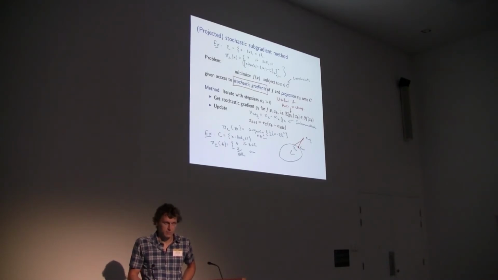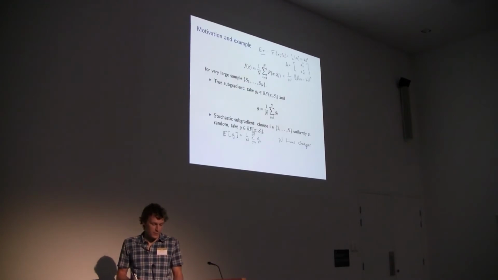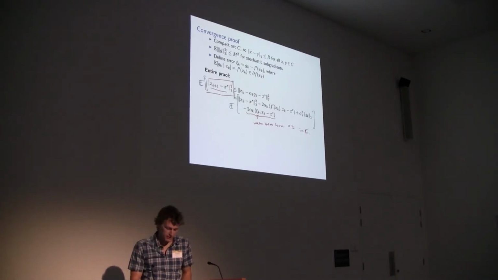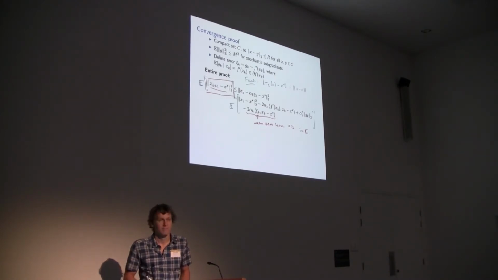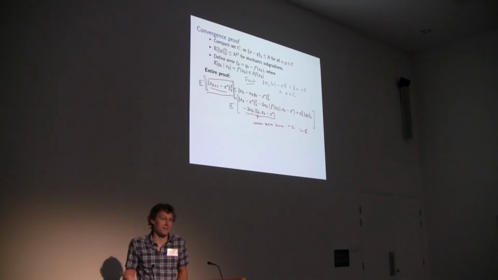And in terms of convergence proof, does anything change? No, nothing changes at all, because of the following fact: the norm of the projection of x minus x star is less than or equal to the norm of x minus x star, if x star is in C. Projections take you closer to the set, that's all that's saying.